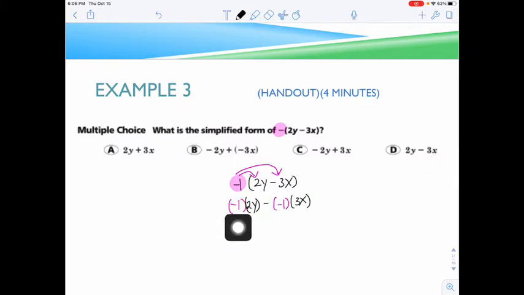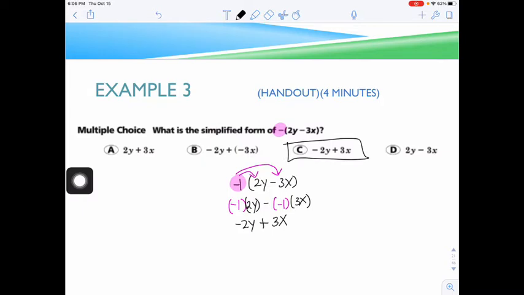This would give us -1 times 2y, which would be -2y. And then we have minus negative, so minus a negative gives us plus, and then 1 times 3x will be 3x. So if you look up at these answers, the one that matches this perfectly is indeed C.